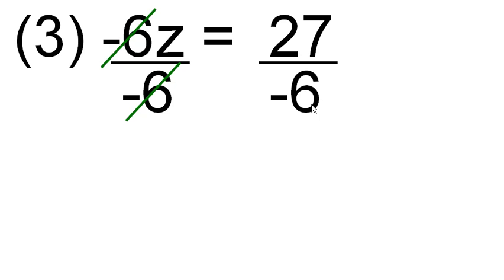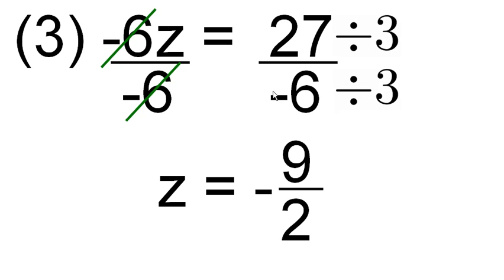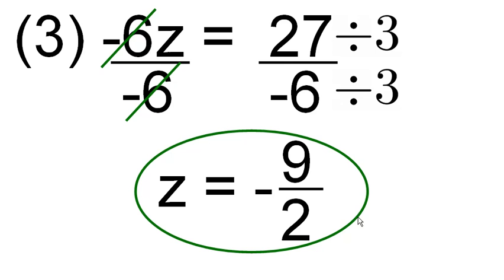So 3 goes into 6 2 times. 3 goes into 27 9 times. So I just divide both the top and bottom of that fraction by 3. On top I'd have a 9, on the bottom I'd have a 2. And I also have this one little negative, which I'd go ahead and put out front. You can think of it as positive divided by negative is negative, or you can just think, well, I need 2 negatives for them to cancel. But anyway, we would end up with z equals negative 9 over 2. And that would be the solution to this equation.